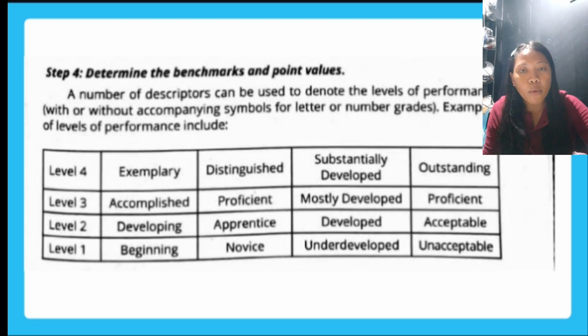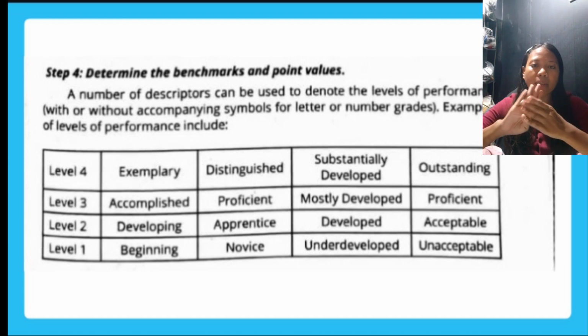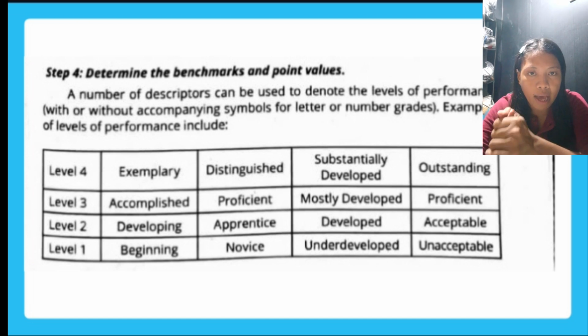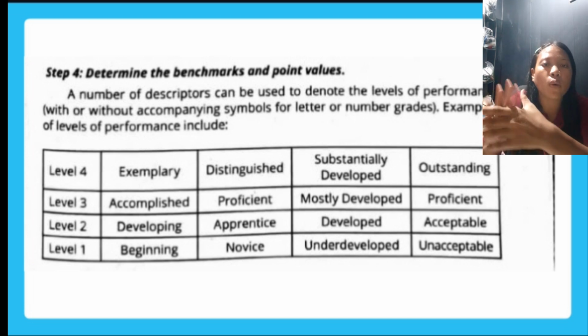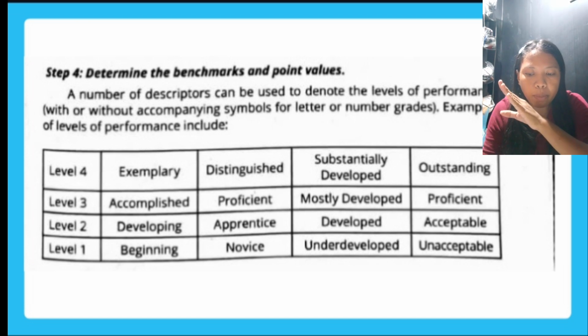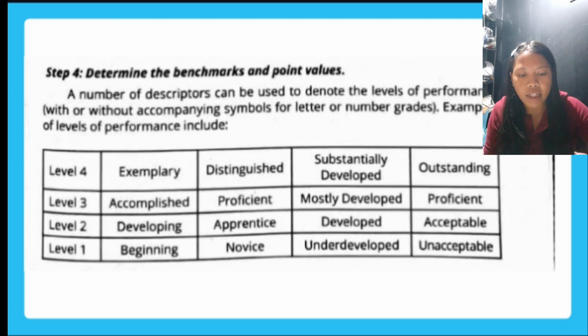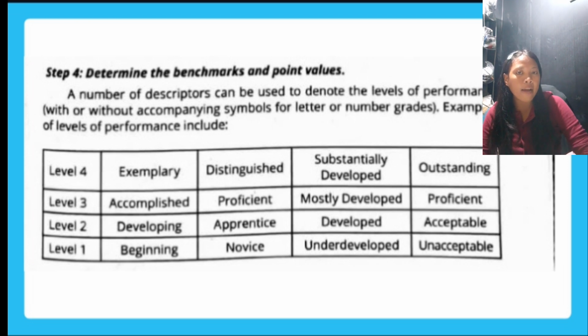And then for the point values, level 4 has a value of 100%. While level 3 is 85%. Level 2 is 70%. And the lowest, level 1, is 50%. And it can be assigned to each level to calculate the final score.